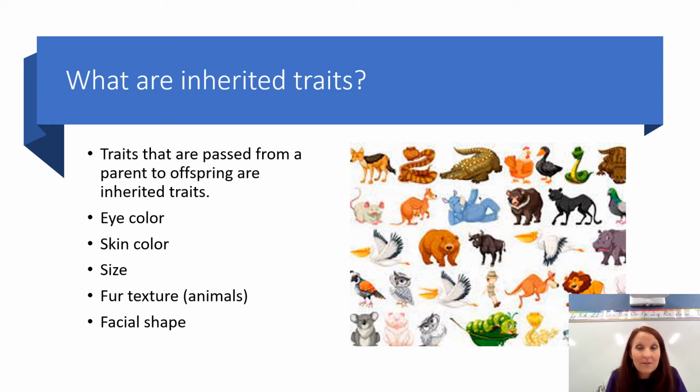that came from the parents. So you can see how inherited traits are very similar to physical traits because they are traits you can see, but there are also inherited traits that you cannot see.